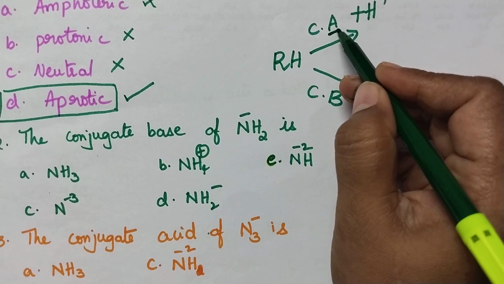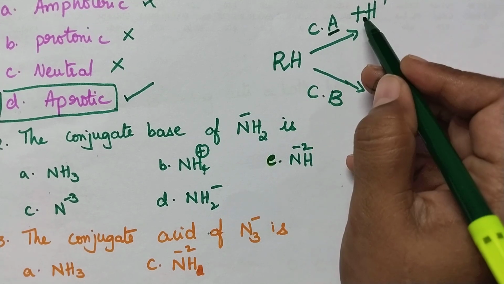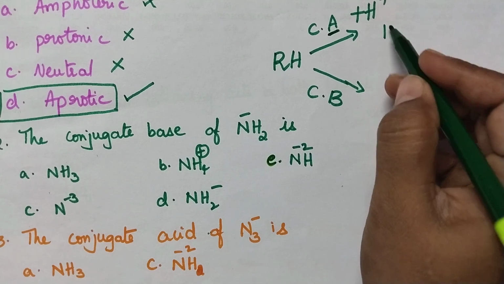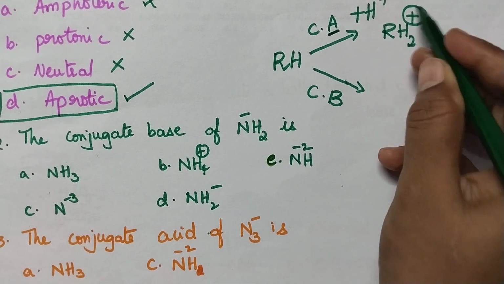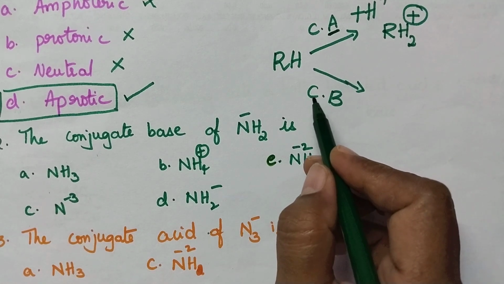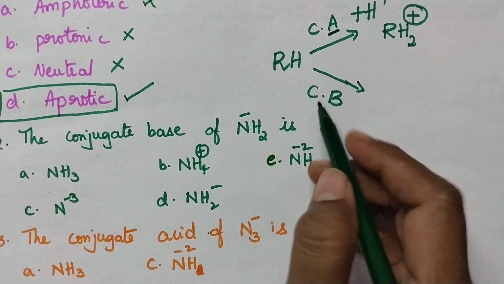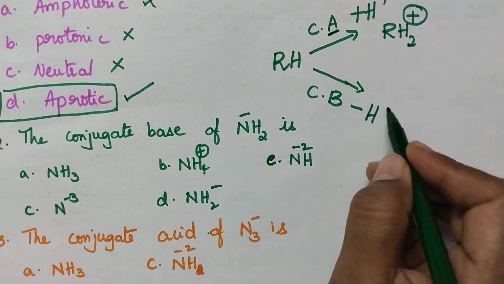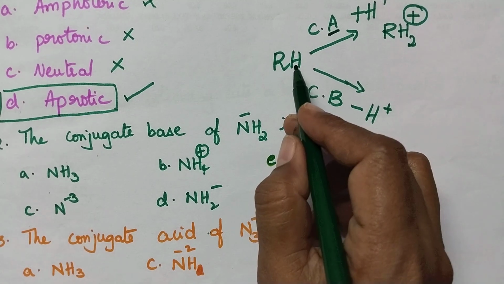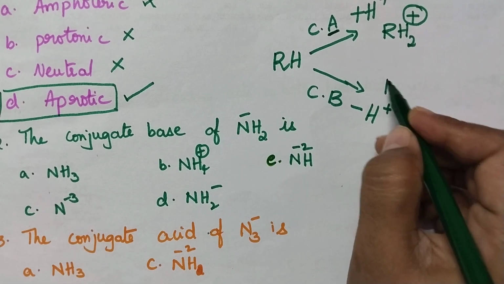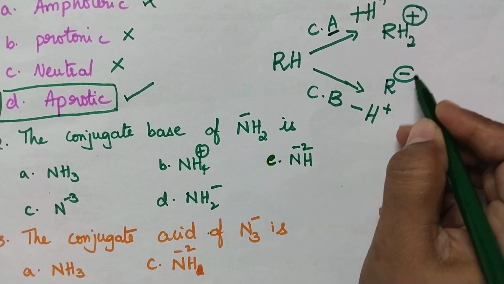While writing the conjugate acid of the given compound, you just add a proton. Then it becomes RH2 plus. And the converse is true with conjugate base. Conjugate base means you remove a proton from the given compound. So you remove H plus. Then it becomes R minus.